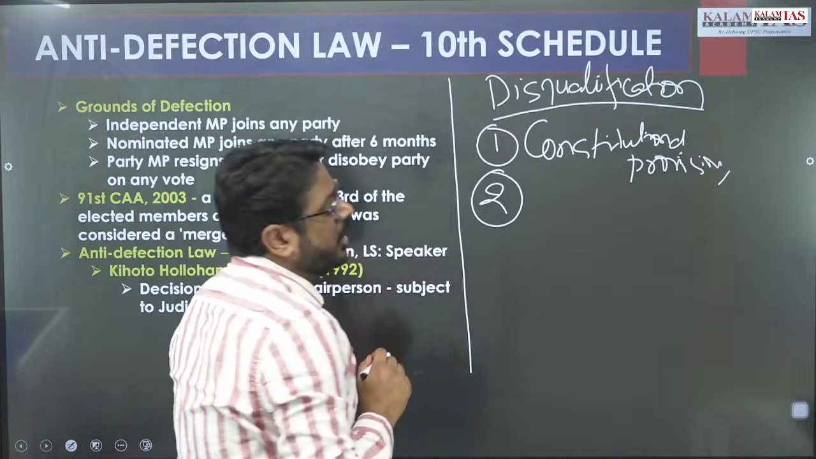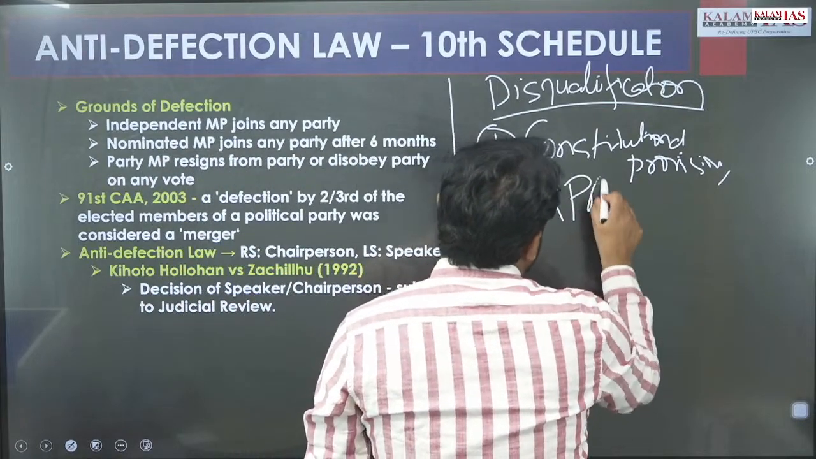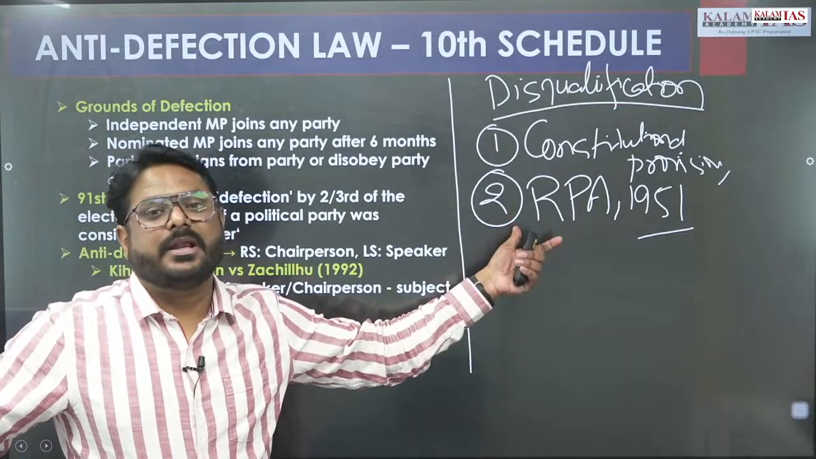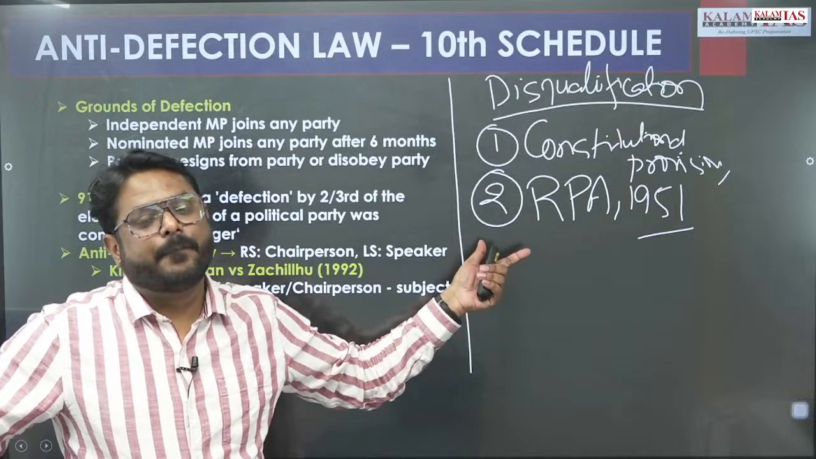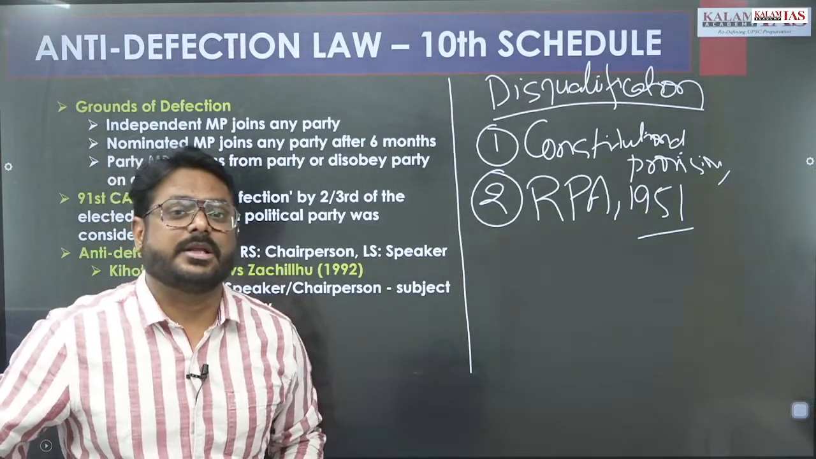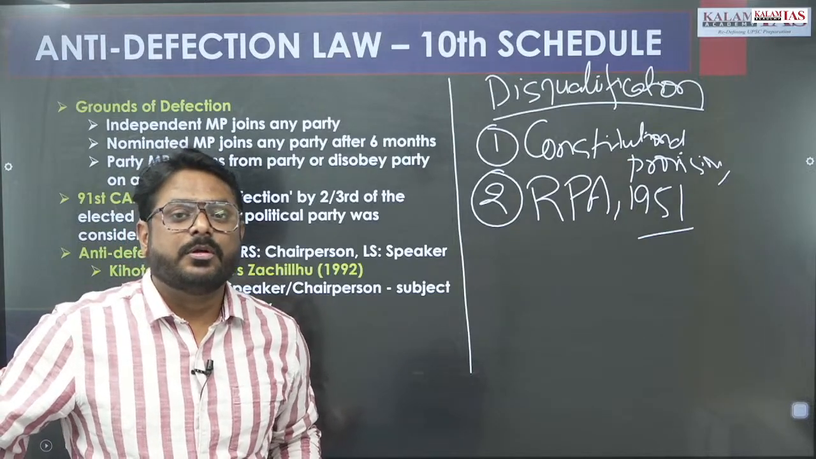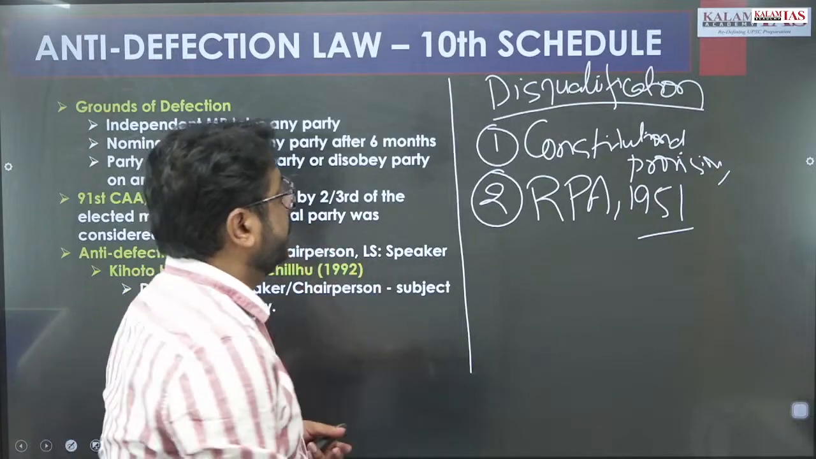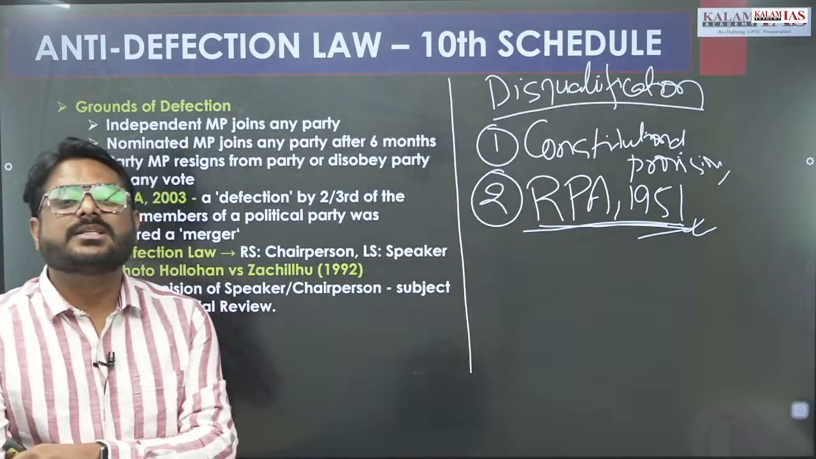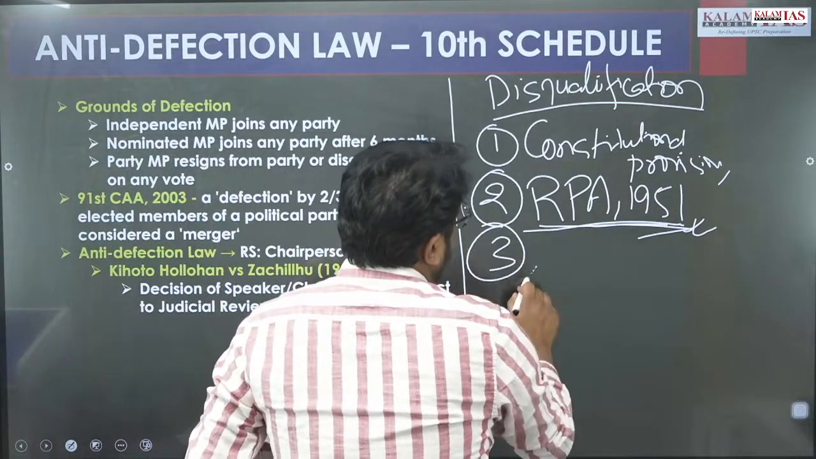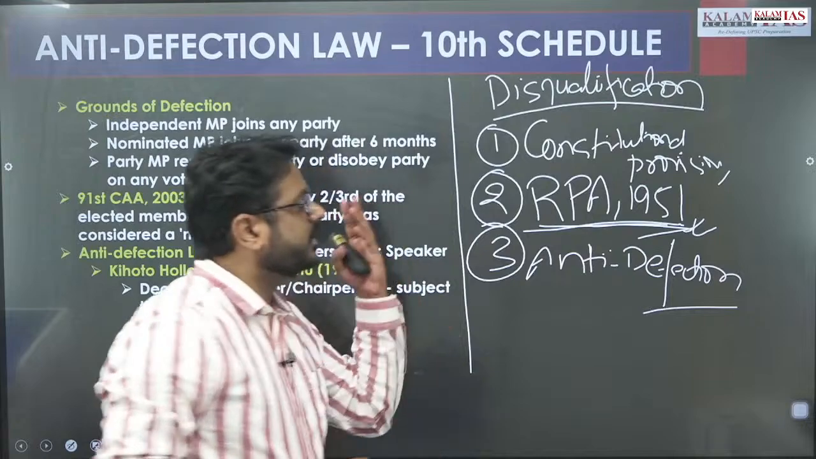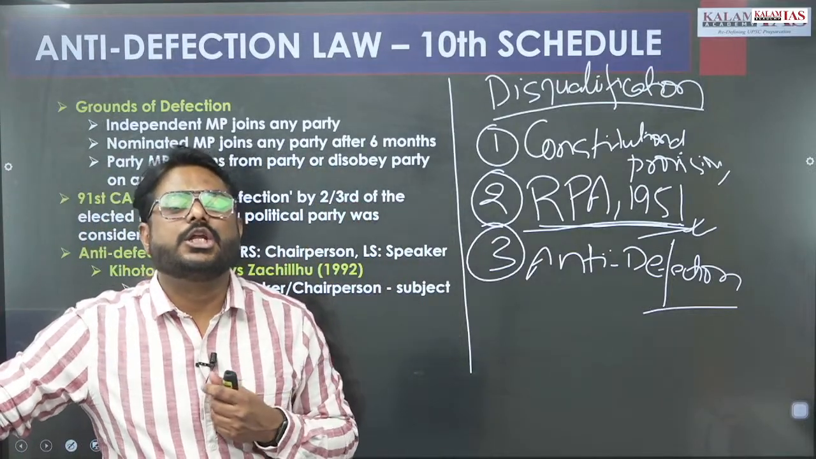Another set of methods of disqualification is there inside the Representation of the People Act 1951. If any person is disqualified using these provisions, for example, sections 8, 9, 10, 11 of the Representation of the People Act, which talk about disqualification, for example if corrupt practices are followed, or they violate those sections, that will also apply. And third is the anti-defection law. So these are the three ways in which a member of parliament can be disqualified.